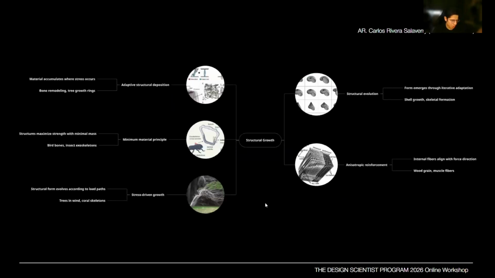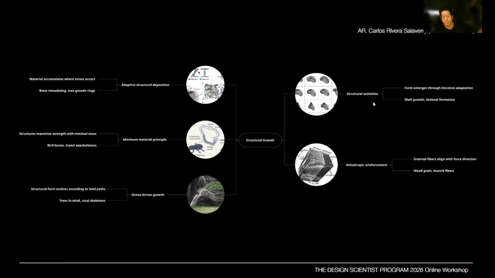And then we go to certain principles related to structural growth. We have adaptive structural deposition, in which the material accumulates where the stress occurs, and that actually happens in our bones, like bone remodeling, and in tree growth rings. Minimum material principle, which is mostly present in bird bones and insect exoskeletons, in which structure maximizes strength and minimizes the mass. Stress-driven growth, in which structural form evolves according to the load paths, like structures that adapt, for example, to wind forces. Here we have also these coral skeletons.